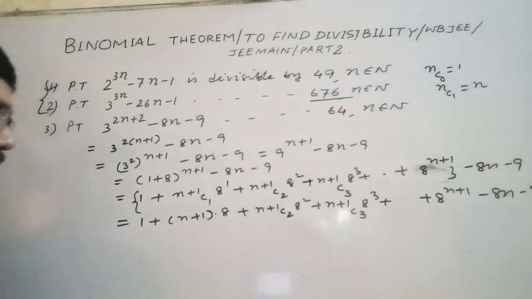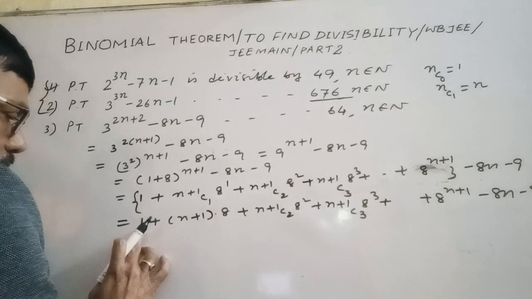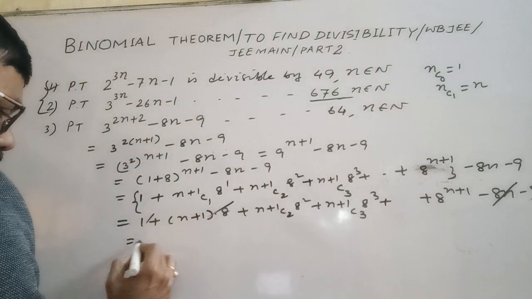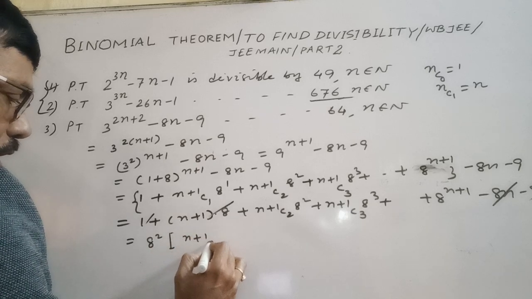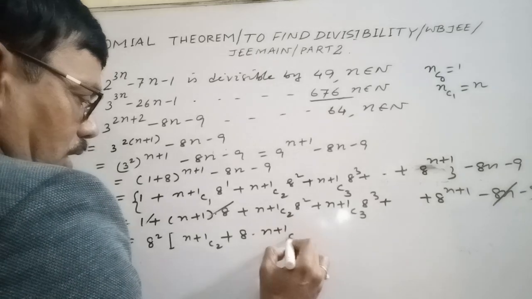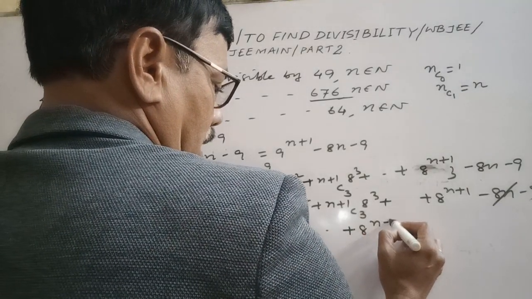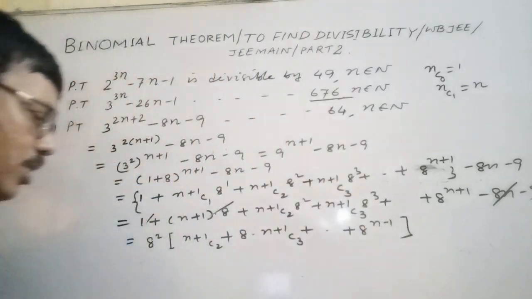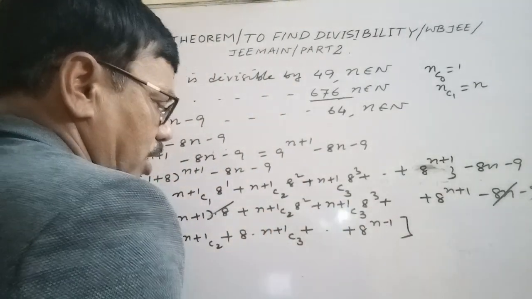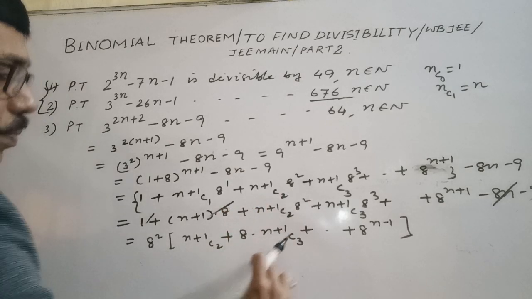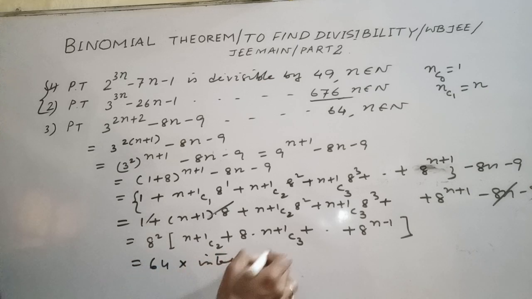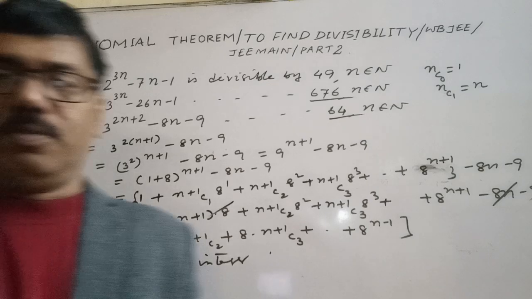Now look, 1 plus 8, this is 9, and 8n. So 8n minus 9 cancels out. So you get 8 square common. n plus 1 C2, 8 into n plus 1 C3, 8 to the power n minus 1. Now the bracket thing is a sum of integers, because n plus 1 C2, n plus 1 C3 are always integers. Integer multiplied by 8, then sum of integers is an integer. So 64 into integer. So this is our main aim, to express this as a multiple of 64.